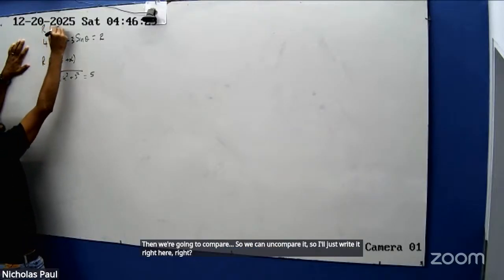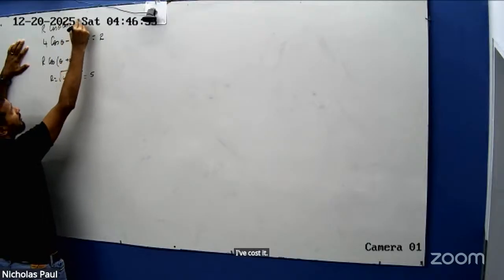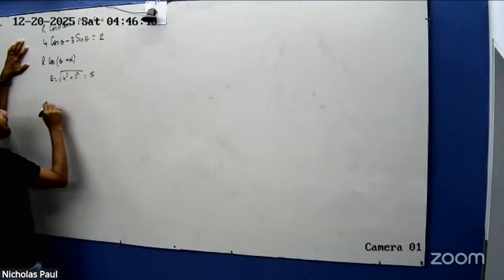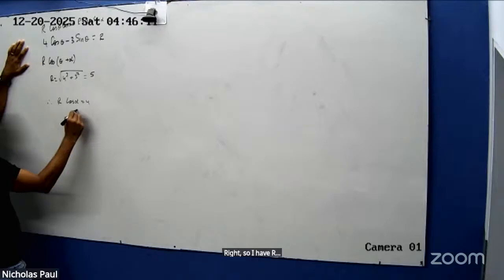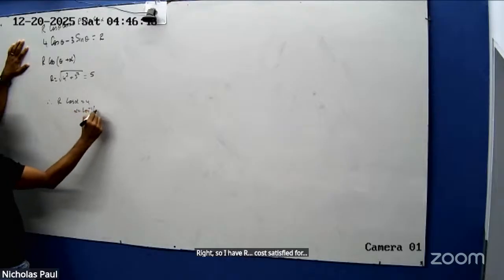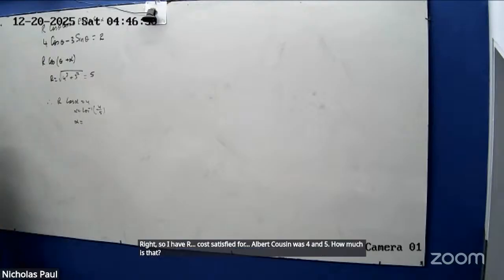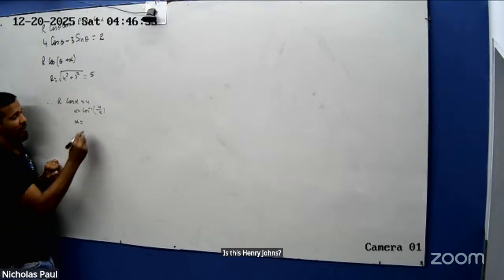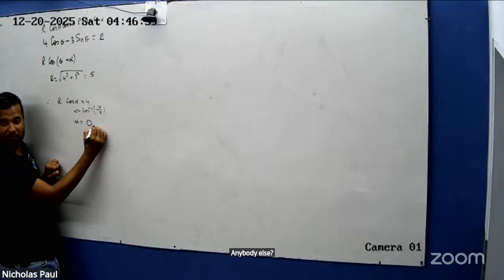R cos theta cos alpha. Right, so I have R cos alpha is 4. Alpha is cos inverse 4 over 5. How much is that? How much is this in radians? 0.64.